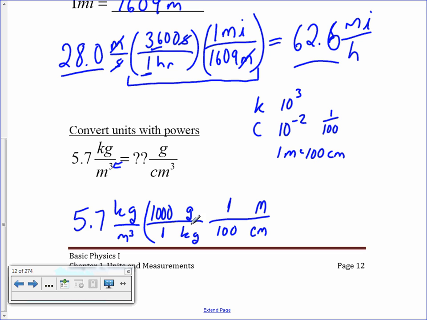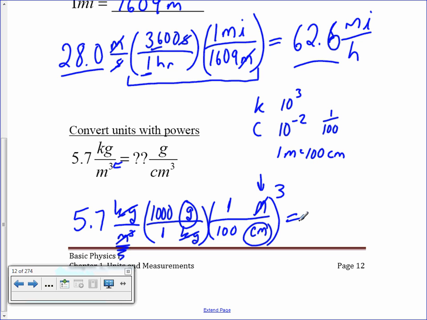So here, my units, kilograms, will cancel and just leave me grams. But over here, I have a problem. I have cubic meters over here, but over here I only have meters. So in order to make this correct, I have to cube this term. So now I have cubic meters here that cancel with the cubic meters over here. And then that's going to leave me with cubic centimeters, the appropriate units, grams per cubic centimeter.